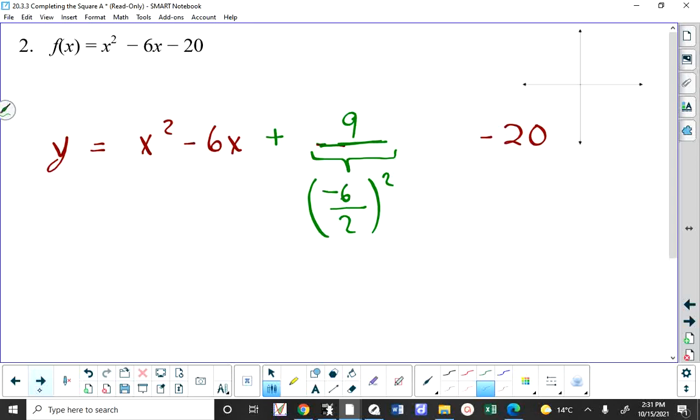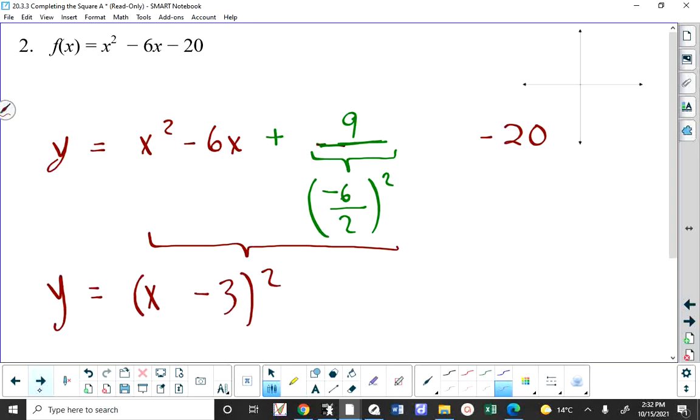How can I write this now? And in case it hasn't become clear, this perfect square trinomial that we build is going to be your (x - p) squared. What will it be in this case? We're going to have y equals (x - 3) squared. How come? Because half of b is negative 3. In other words, the number that goes down here in your final answer is what you got when you divided b by 2 but didn't square it yet.